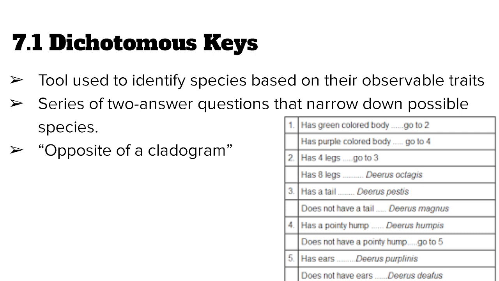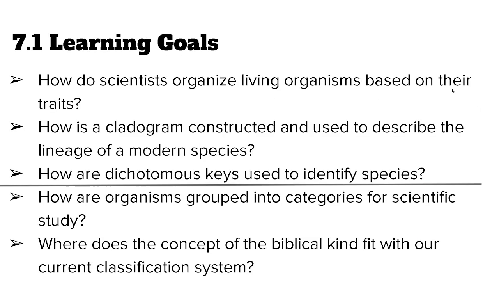Dichotomous keys, the next big thing, right? It is effectively a bunch of yes or no questions that allow us to identify a species. We're going to do one with fish in class, but it's just kind of like a choose your own adventure book. So you go to the first question. It says, has a green colored body or has purple colored body, and depending on what color it is, you're going to go to a different question. So you follow that question all the way down until you get to the end, or you get to one that identifies it. Right? So these can be kind of complicated, they can be kind of short. It depends on what you're trying to identify.